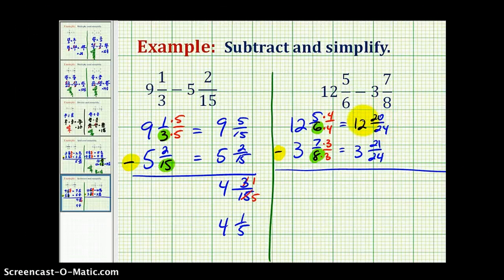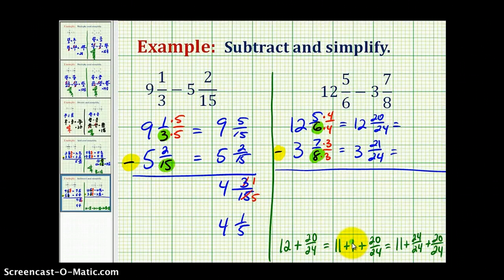We actually have to borrow 1 from this 12. So let's take a look at how we're going to do that. We know we can rewrite 12 20/24 as 12 plus 20/24. And if we borrow 1 from the 12, we can write 12 as 11 plus 1 plus 20/24. But we can rewrite 1 as 24/24. 11 plus 24/24 plus 20/24. This is the key to understanding how to borrow.